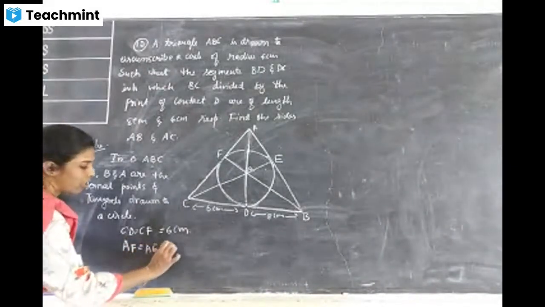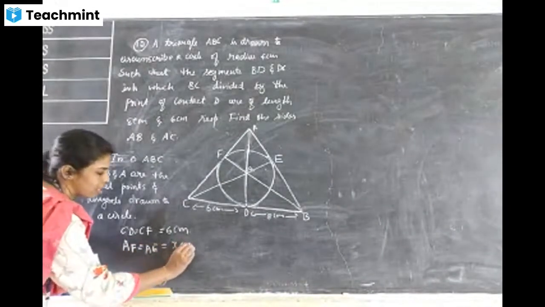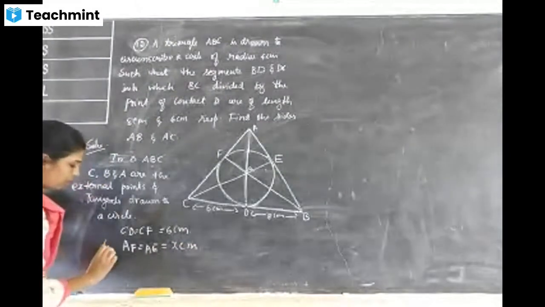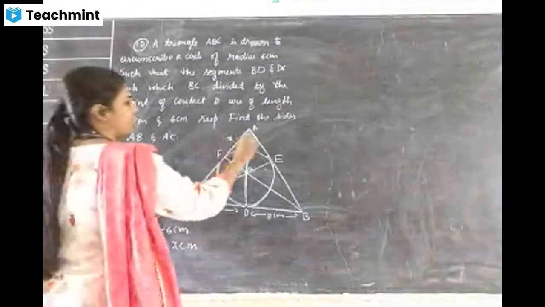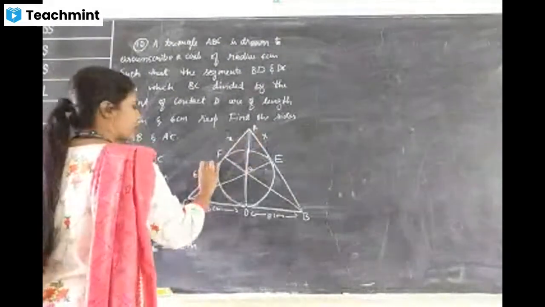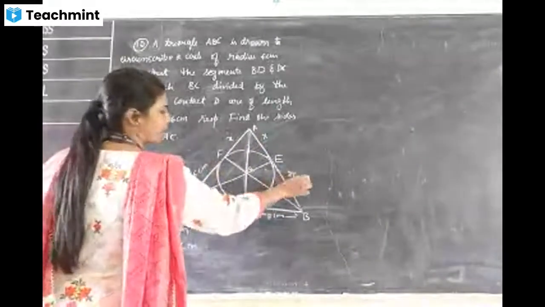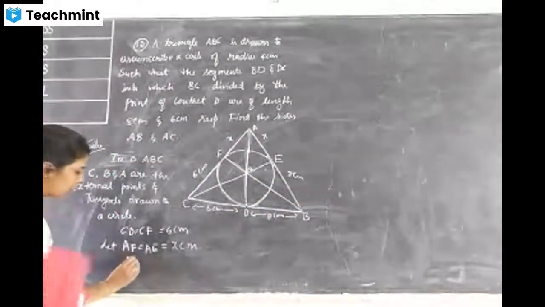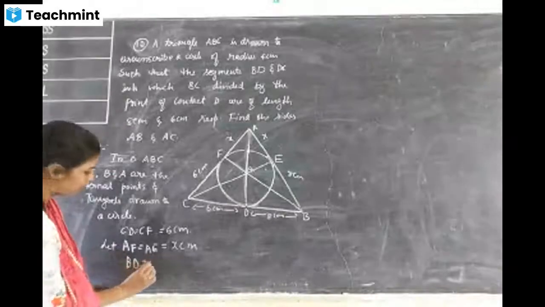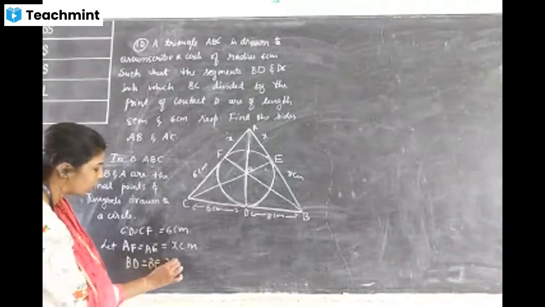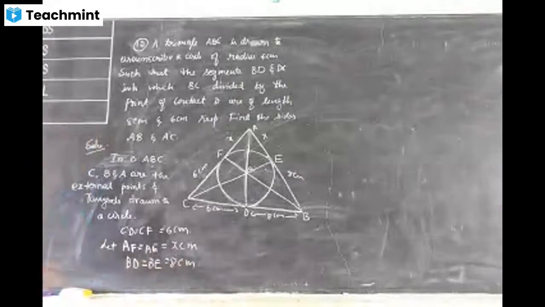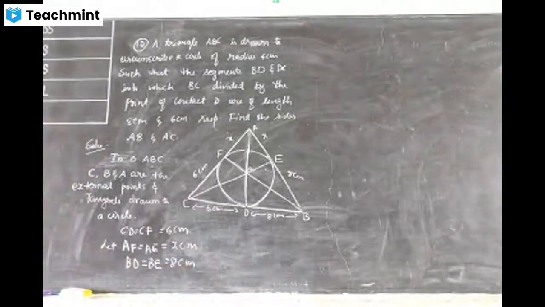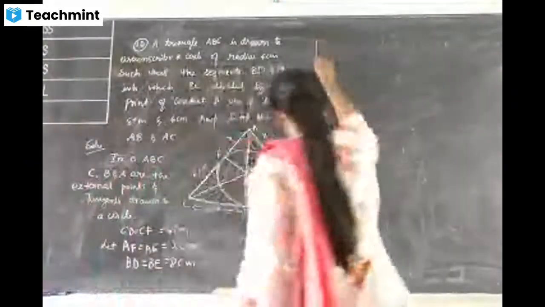AF and AE are not given. We will take this as x. This is 6 only. This becomes 8. This is the tangent, isn't it? Which was the tangent that BD is equal to BE is equal to 8 centimeter. Okay, now next we will move to this side.